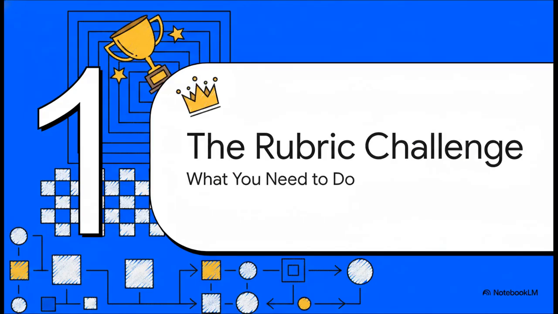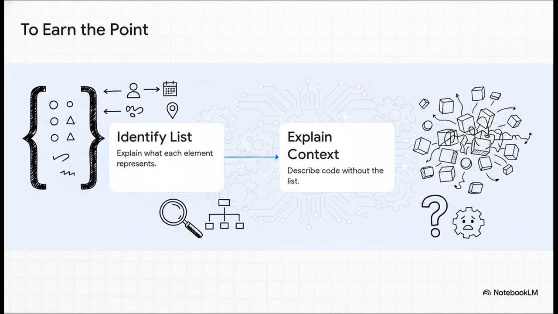All right, part 1, the rubric challenge. Let's look at exactly what you need to do to win this game. To earn that crucial rubric point, you basically have 2 concrete steps to write out in your response. Step 1 is pretty straightforward, right? Just identify a list in your program and explain what each element represents. But step 2, oh man, step 2 is where most people trip up.